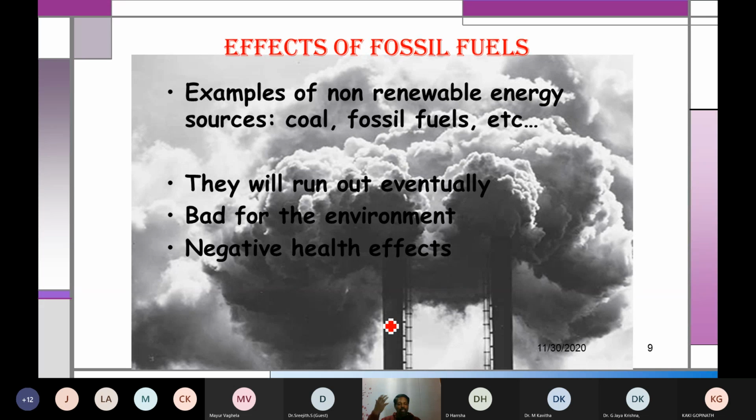Huge emission will be there from the fossil fuel, not only if we go for electric power. If you see the vehicles which are running on petrol or diesel, how much emission is there? That's why nowadays we want pollution certificates, because they'll be polluting a lot. Availability aside, even though they are available, they'll be creating a lot of problems.